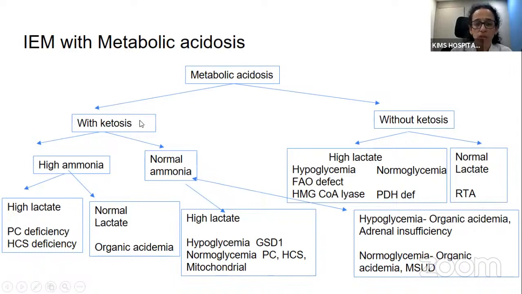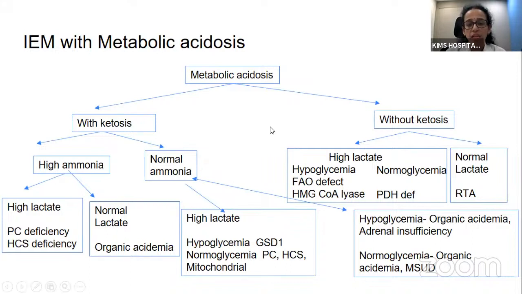So this is about the ketosis. If there is no ketosis with only metabolic acidosis, and if the lactates are also normal, then that is like renal tubular acidosis. It's a completely different possibility, or GI losses of bicarbonate or renal losses of bicarbonate. So if there is no ketosis and the lactates are high with hypoglycemia, then we thought it can be a fatty acid oxidation defect and HMG CoA deficiency. If there is no hypoglycemia and there is only normoglycemia, then it is pyruvate dehydrogenase defect.